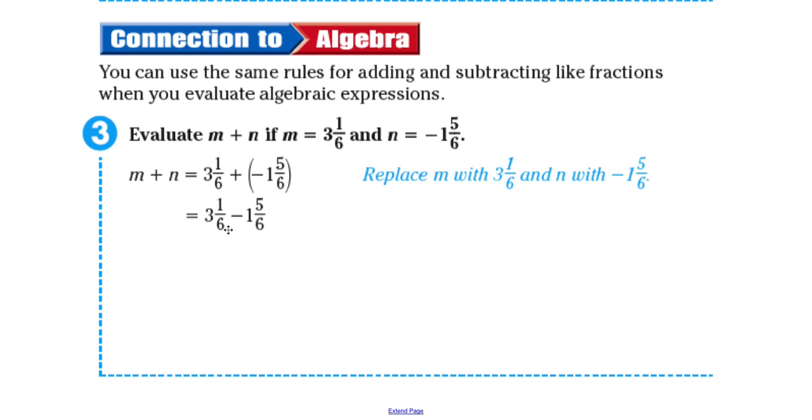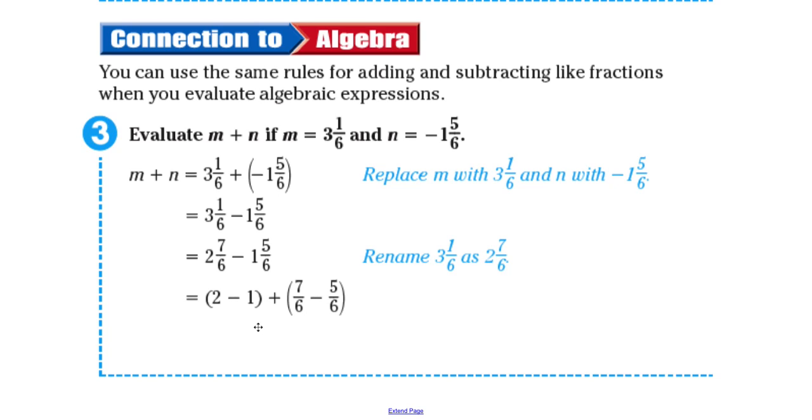Okay, and then we rename 3 and 1/6 to become 2 and 7/6 so that we can subtract 1 and 5/6 from it. You end up with, using the associative property and the commutative property of addition, 2 minus 1 plus 7 over 6 minus 5 over 6, or simply 1 and 1/3 in simplest form.